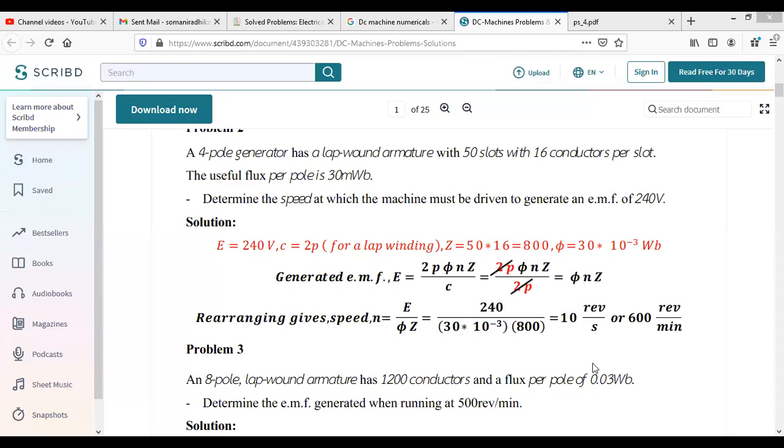Okay, so here, if we are solving the second problem, they have not given the number of conductors. They have given the conductors per slot. They have not given the total for the DC machine, so here we can solve for the total DC machine. The number of conductors will be equal to the slots into the conductors per slot, 50 into 16. If you solve, you will get the value for the total number of conductors.